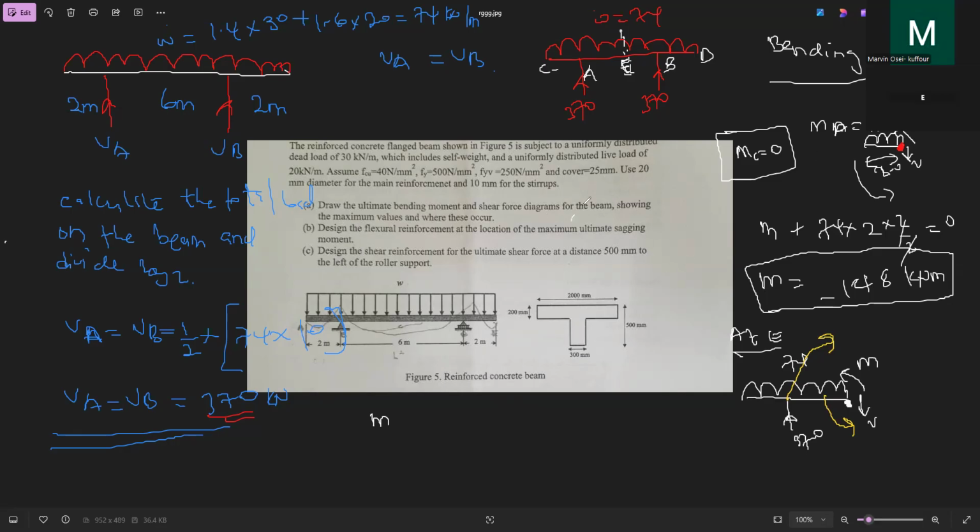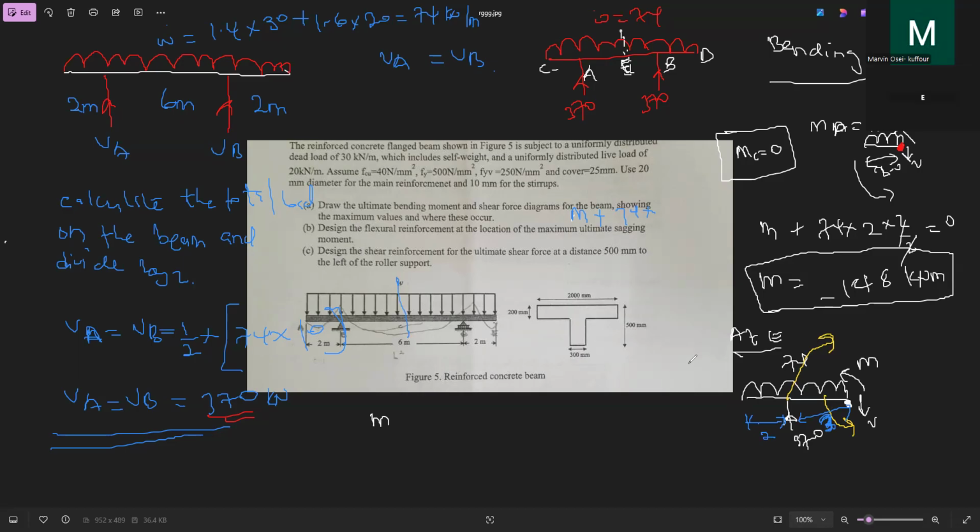So I'm calculating it in the question. We have our M to be anti-clockwise plus what's another anti-clockwise? The 74 times what is the distance? The distance from here to here is 2. From here to here is 3. That is like half of the 6.